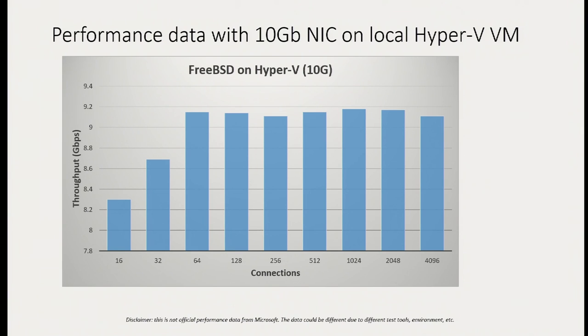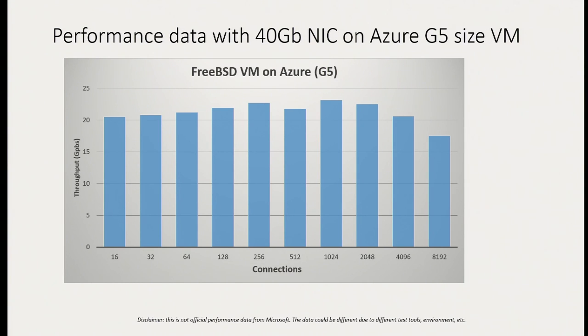And with a lot of connections, for example, with 4,000 connections or even more, we can see some performance drop. And actually, we are further investigating this. We thought this may be due to scheduling. The first factor is scheduling.